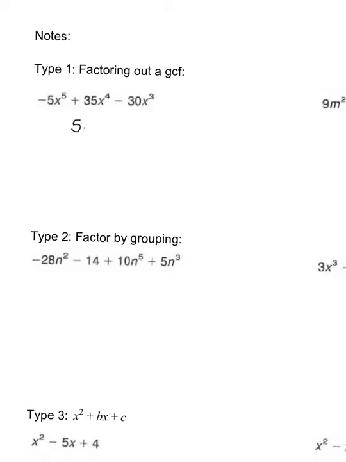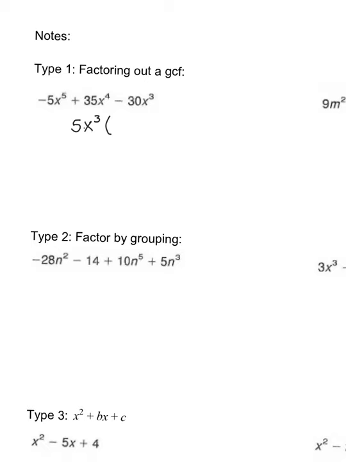Now, as far as the x's go, the first term has x to the 5th. That means that there's 5 x's there. The second term has x to the 4th, which means there's 4 x's there. And the third term has x to the 3rd, which means there's 3 x's there. So what do they all have in common? They all have the x cubed in common. Again, remember we talked about that it is always the smallest exponent of the common variable. And then you go ahead and divide 5x cubed out of each term.